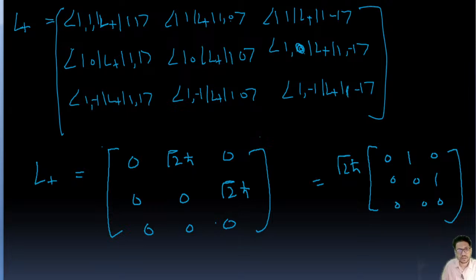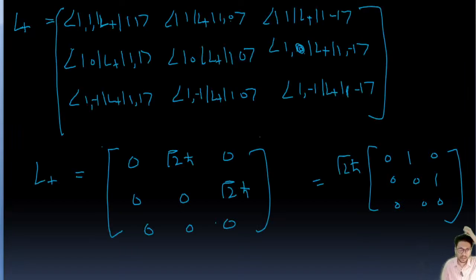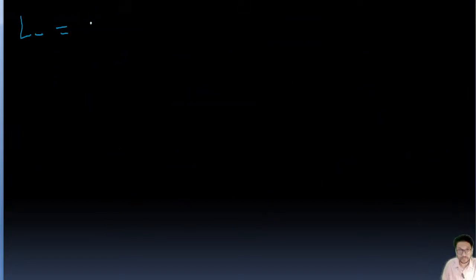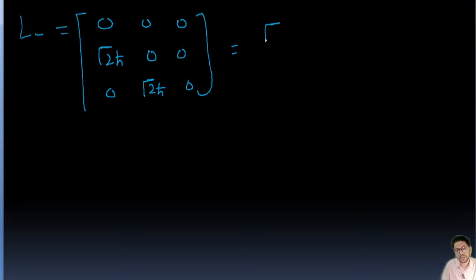Similarly we'll find L minus, and I'm going to write the value directly so you can do it like this. This value is going to be 0 0 0, root 2 ħ 0 0, and 0 root 2 ħ 0. Or we can take root 2 ħ common, and this is going to be 0 0 0, 1 0 0, 0 1 0.